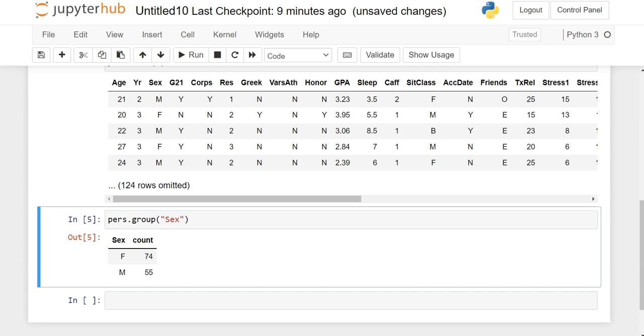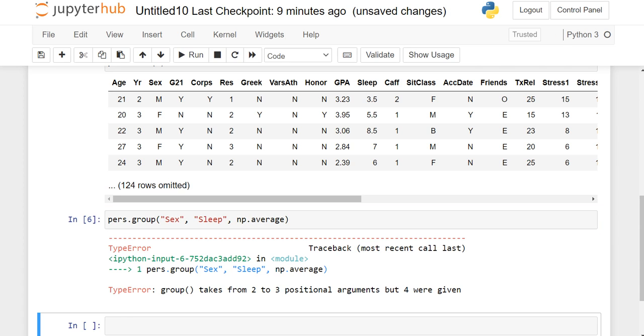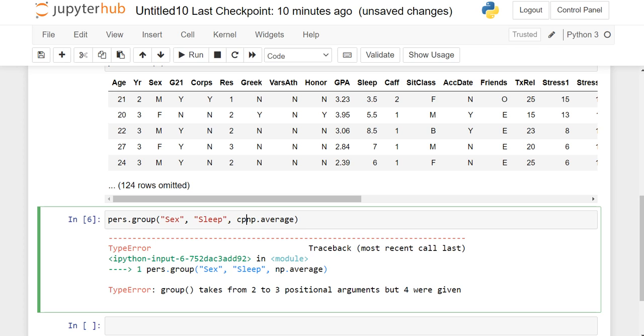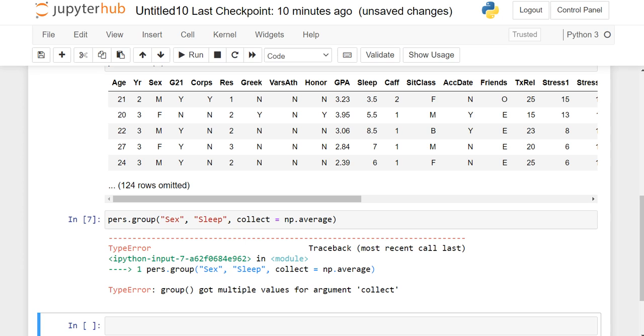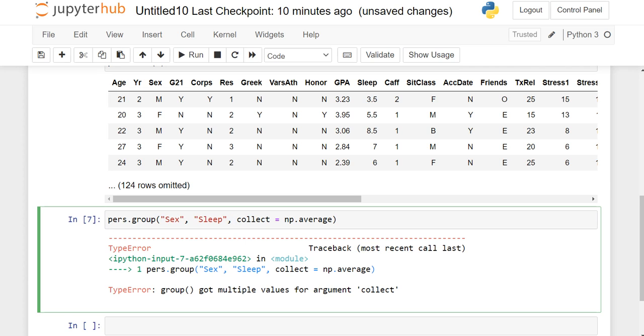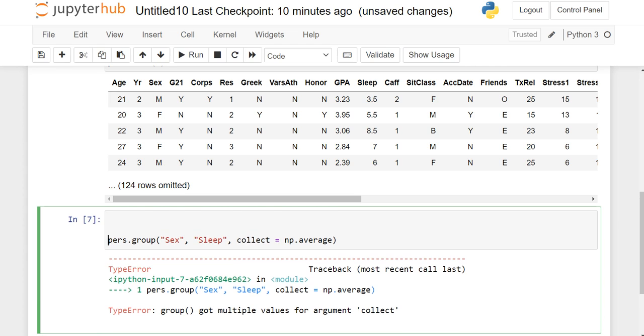Okay, and then there's this thing that we can do. We can add in the name of another variable, and let's do sleep, and then I can do, say, NP average, and of course I'm sorry. You know what? I'm going to pause this for just a moment. And it's not liking what I'm doing.